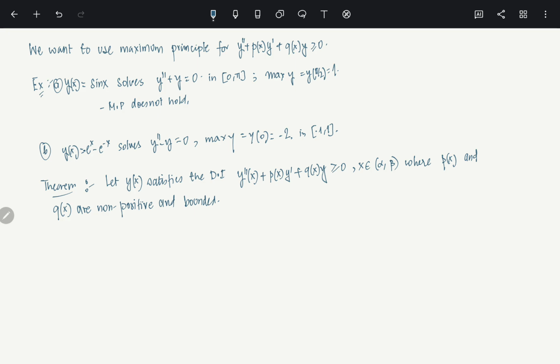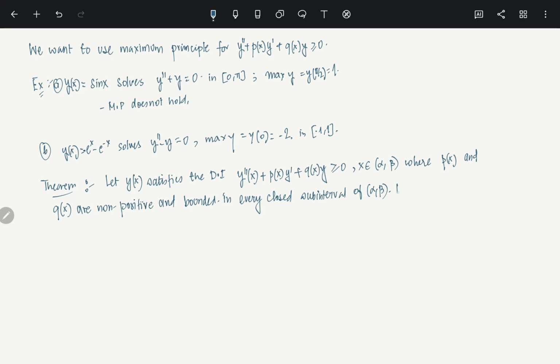Clear? In every closed subinterval of (alpha, beta). You can change boundedness to continuity also, it is not a problem. Then this will work. So basically you just assume that p and q are continuous, but they are non-positive.